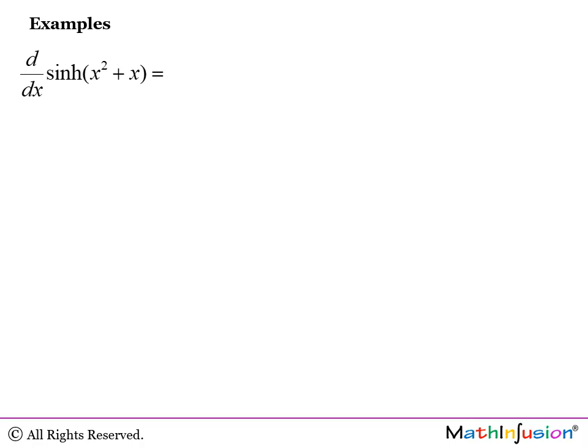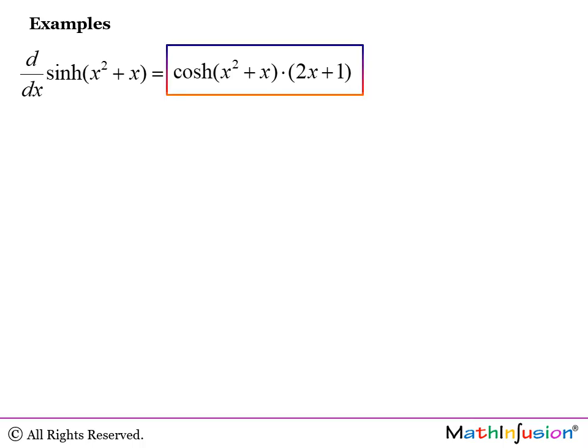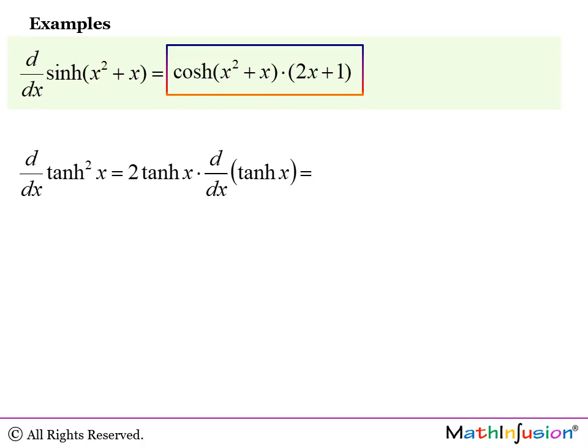Examples. Let's differentiate sine hyperbolic of x to the power of 2 plus x. It is cosine hyperbolic of x to the power of 2 plus x times 2x plus 1 because of the chain rule. Another example. Let's differentiate tangent hyperbolic x to the power of 2. We have to use the chain rule. First we get 2 tangent hyperbolic x, and then we have to differentiate the inner function, which is the tangent hyperbolic x. And we get this.